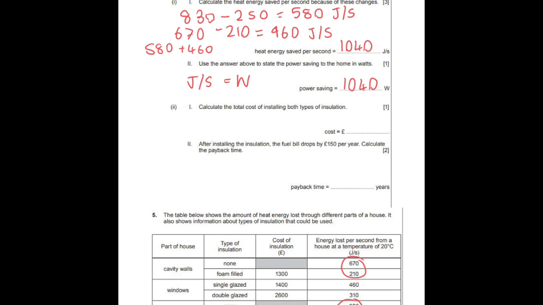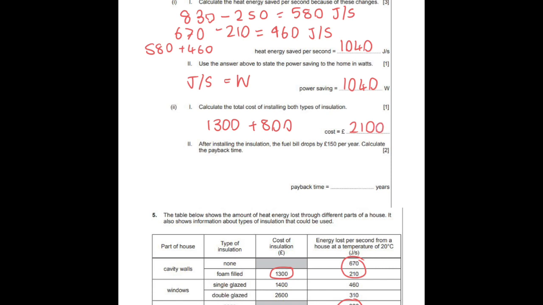Next part, calculate the total cost of installing both types of insulation. So this is just adding up the cost of both of them. So you're going to take the cost of the cavity wall and the cost of the loft. Add them together using a calculator, you will get £2,100.